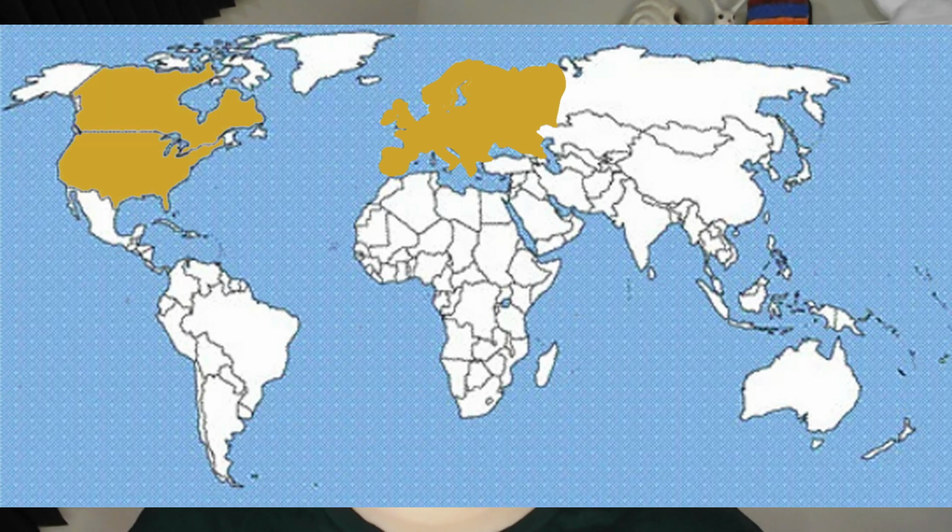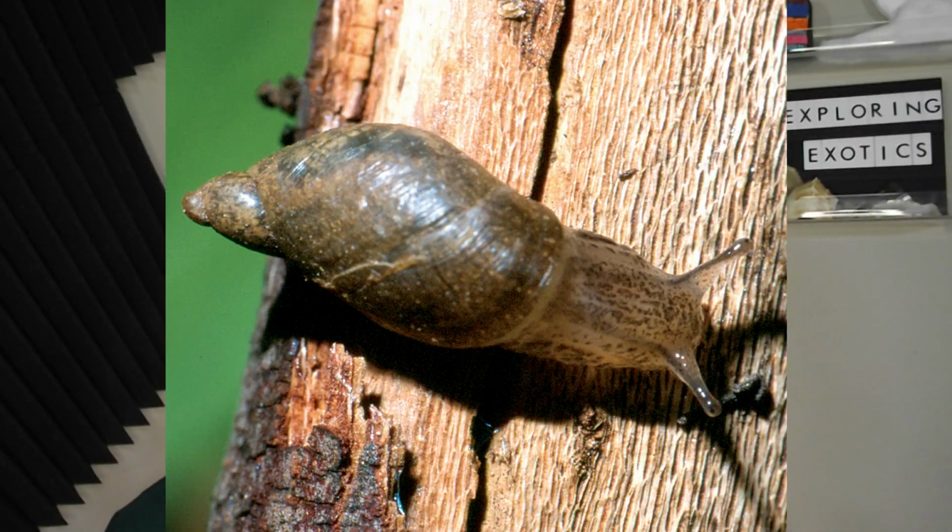Meet Leucochloridium paradoxum, or the green-banded broodsac. The green-banded broodsac is a type of flatworm. It is found in Europe, North America, and Japan. They are most common in moist areas such as marshes, where their intermediate host, the amber snail, lives.